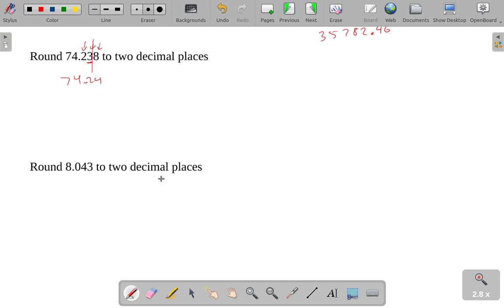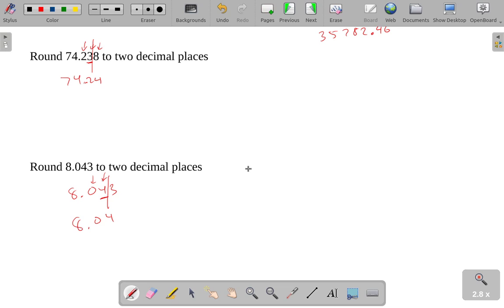If I wanted to round 8.043 to 2 decimal places, 1, 2. Oops, I don't know why I did that over here. This is the first decimal place. This is the second decimal place, so that's where I'm going to round it, right there. Looks like this is going to round down to 8.04.